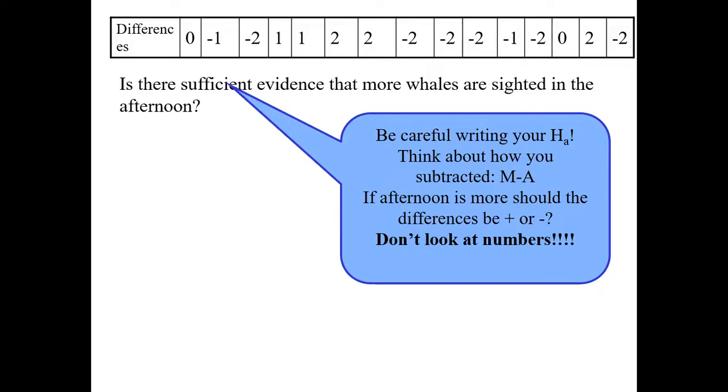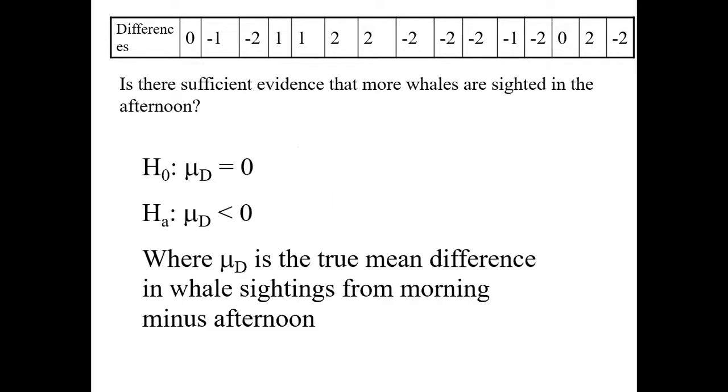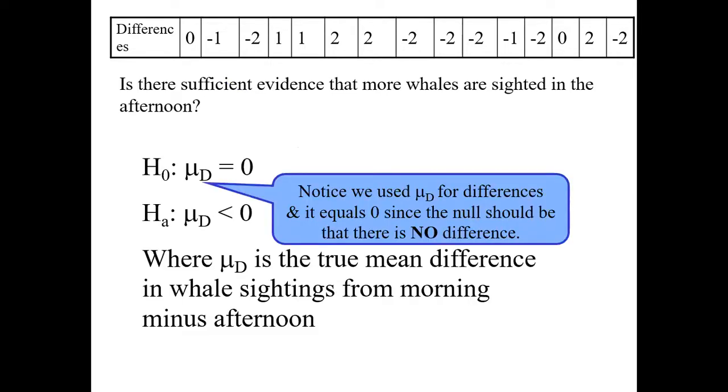Sometimes if you're not sure which one would be better, you just have to do a not equal to case. But because of the way the question was worded here, is there sufficient evidence that more whales are sighted in the afternoon, you have to follow along and answer the question being asked. So your null and alternative: the null is that the mean difference is nothing, that they are actually the same. The alternative is that the mean difference is less than 0.